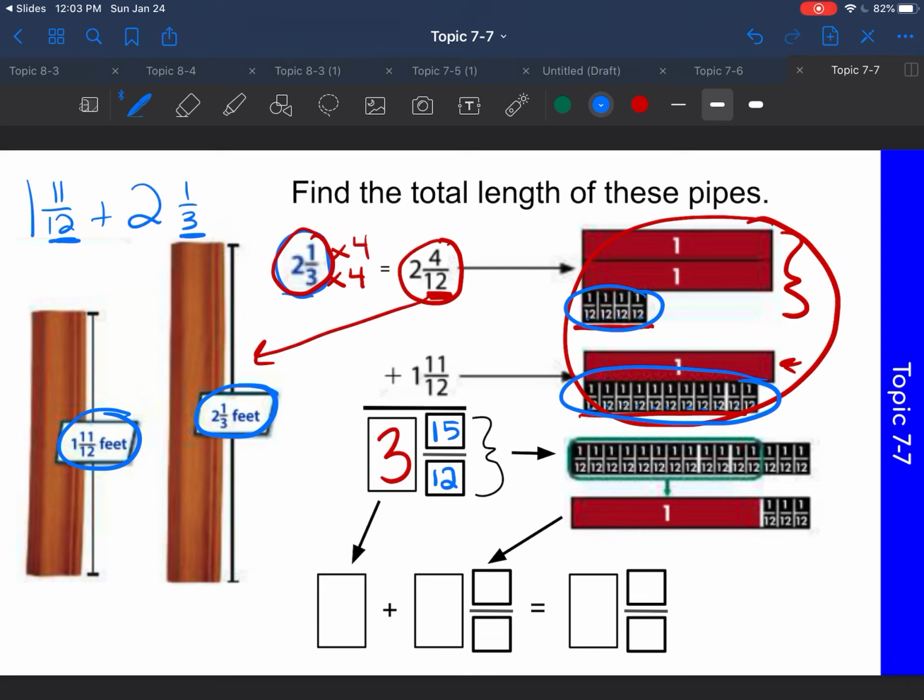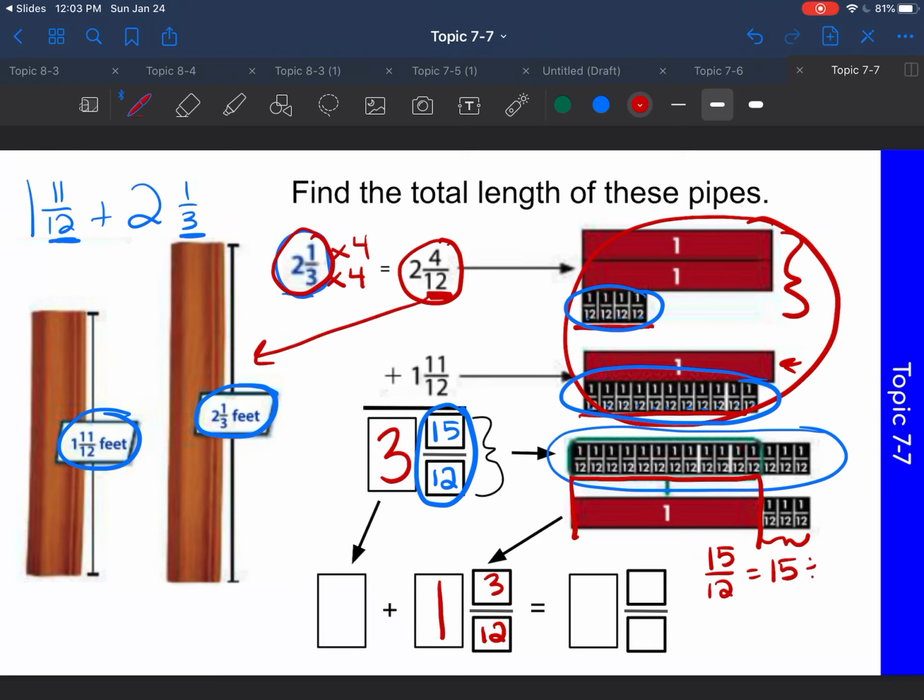Now, again, we cannot say 3 and 15 12ths because 15 12ths is an improper fraction. So this is what 15 12ths looks like. But what they're showing in the model is that 12 12ths is equal to 1 whole, and then we have 3 12ths left over. And again, we can do that if we didn't have a visual to see that. We can also do division. 15 12ths is the same thing as 15 divided by 12. So we can do a little division problem.